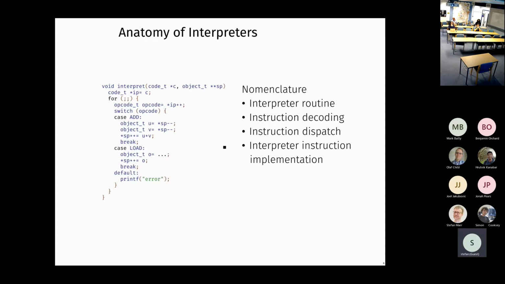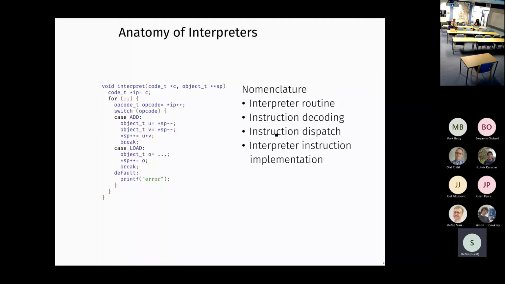And then we have the final part that I think is also interesting for clarity's sake, the interpreter instruction implementation. In the add instruction that would be getting these operands from the stack and then pushing the result. Also here for this load, we have some object that we push onto the stack. The break itself already belongs to the instruction dispatch. So basically what instruction dispatch does is make sure that you go from one instruction to the next instruction. So that's decoding and dispatching.